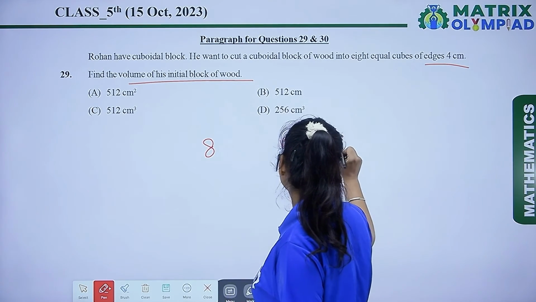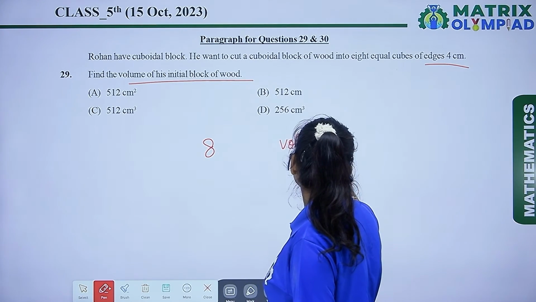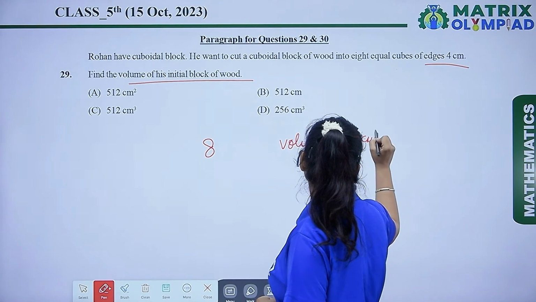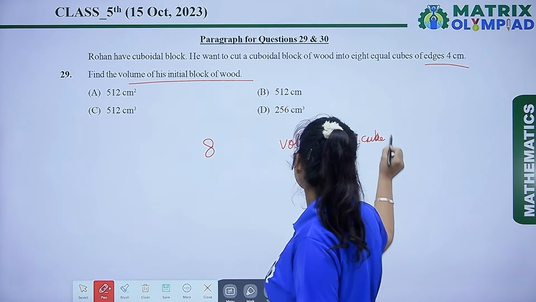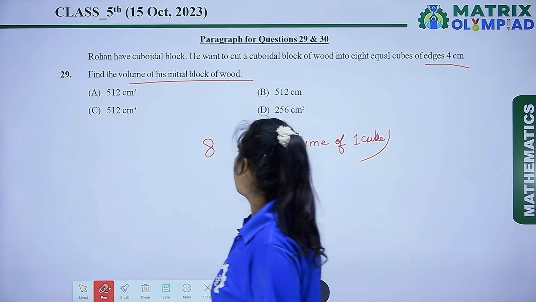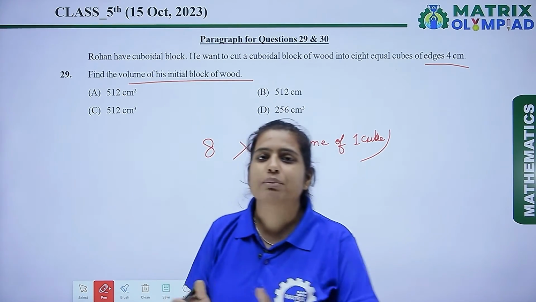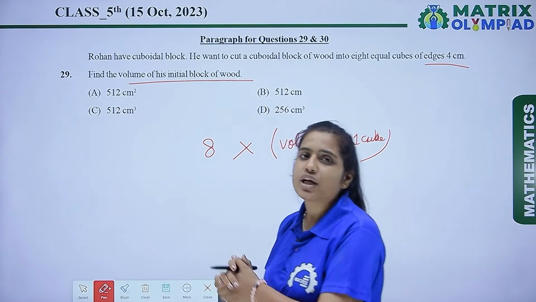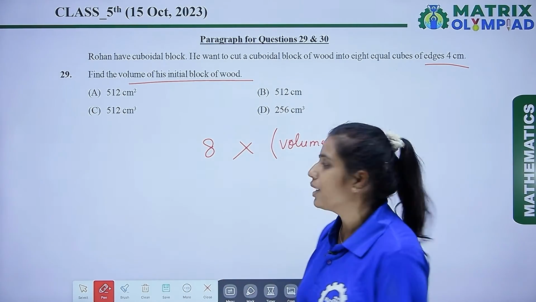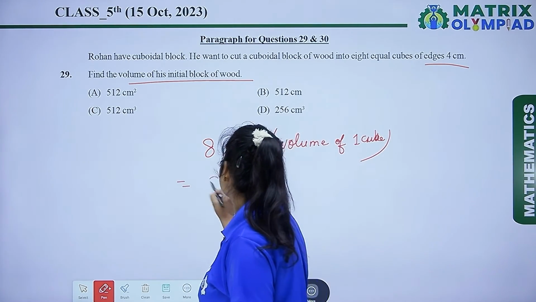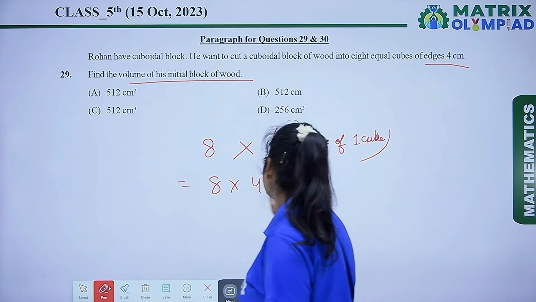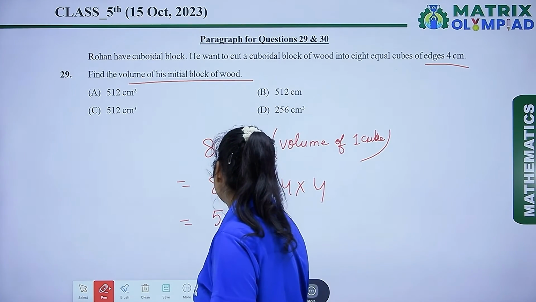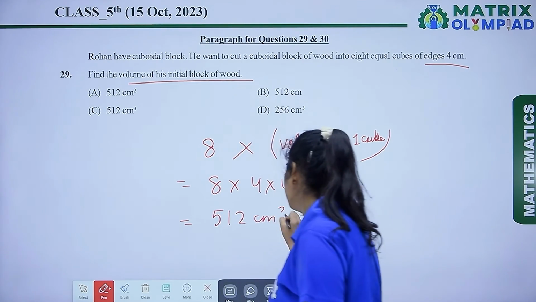4 सेंटीमीटर का जिसका एज है। वॉल्यूम ऑफ 1 क्यूब हम लोग फाइंड आउट करेंगे और इस वॉल्यूम ऑफ क्यूब को हम मल्टीप्लाई कर देंगे 8 से, क्योंकि वो बाद में 8 इक्वल पार्ट्स में उसको डिवाइड करेगा। तो हमें पता है कि अगर एक का निकाल लिया तो पूरे इनिशियल क्यूबॉइडल ब्लॉक का हमारा वॉल्यूम निकल जाएगा। तो हियर 8 multiplied by 4 multiplied by 4 multiplied by 4 and which gives us 512 centimeter cube.